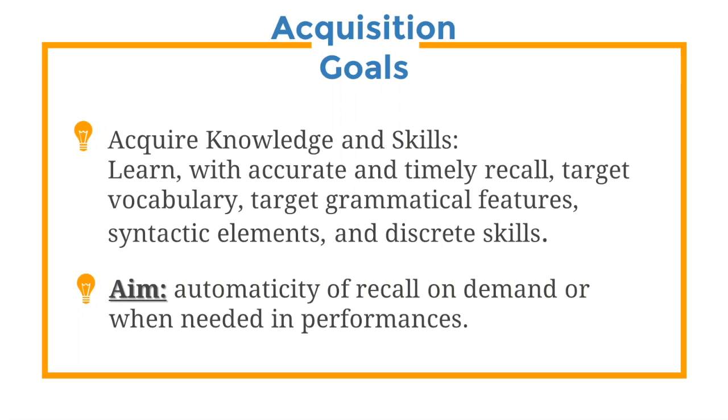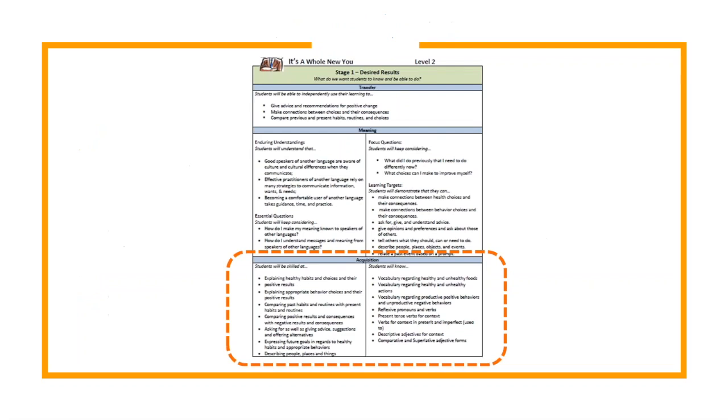This is the knowledge. This is what I need to do. And the key here is this is what I've got to learn with accurate and timely recall. Whatever target vocab, target grammar, whatever syntactic elements, whatever discrete skills you want me to have, my aim is automaticity of recall on demand, right? This does not need to be where we stop, and sometimes this is where we stop.